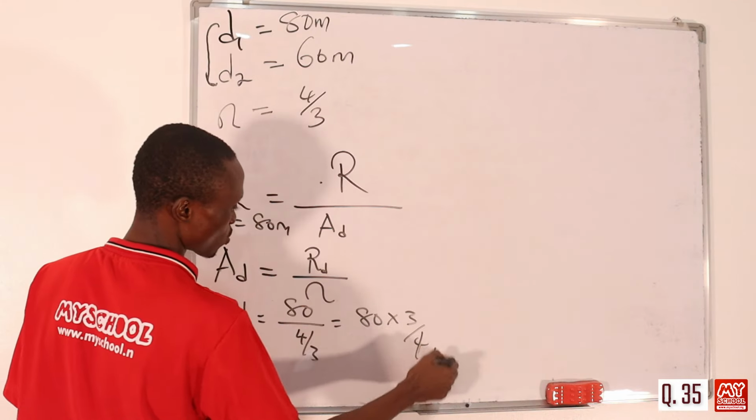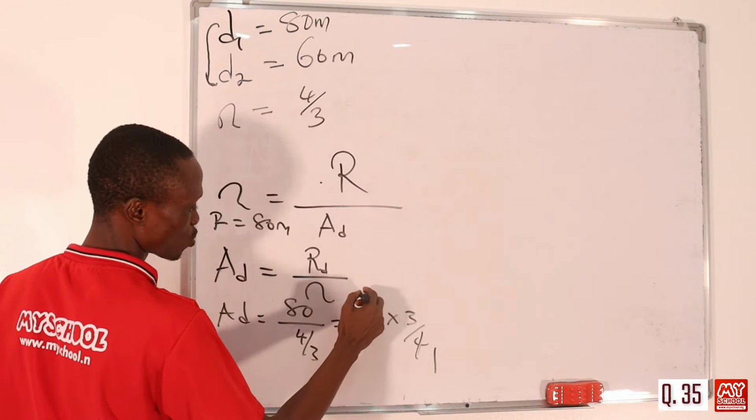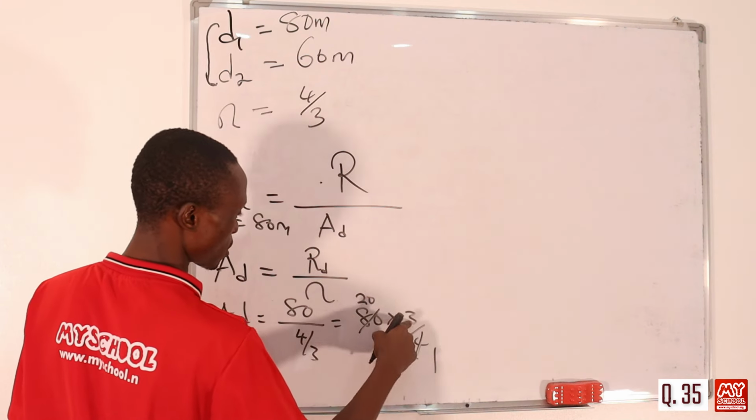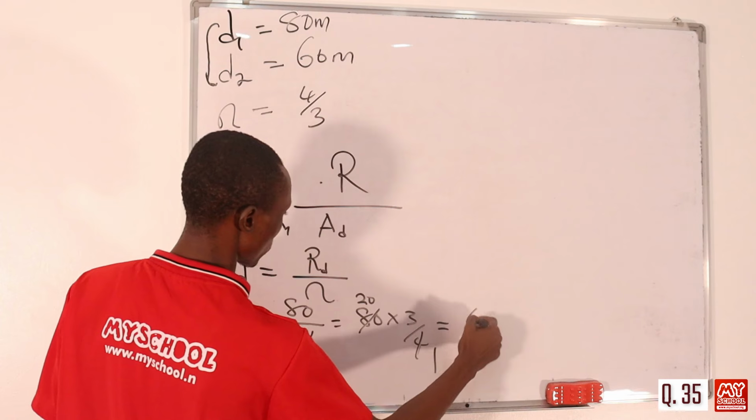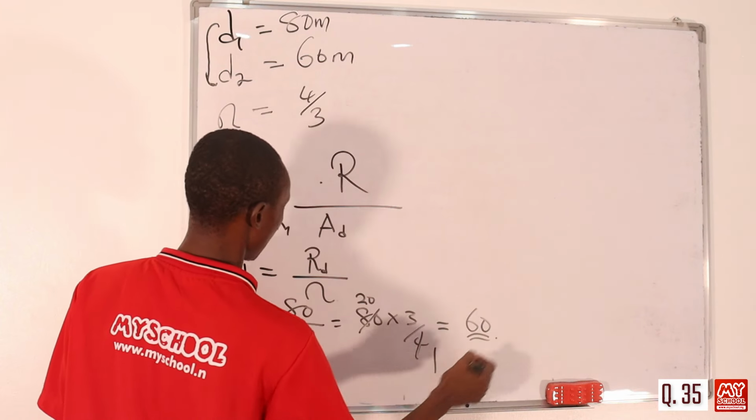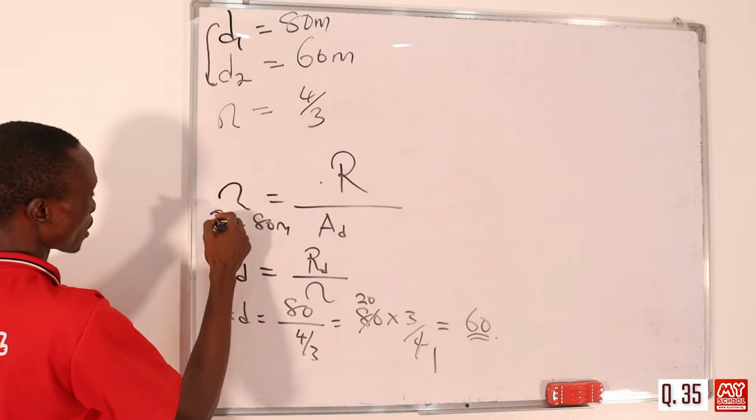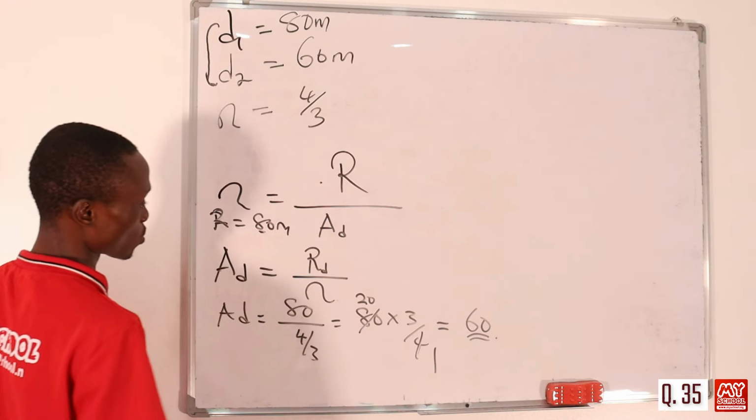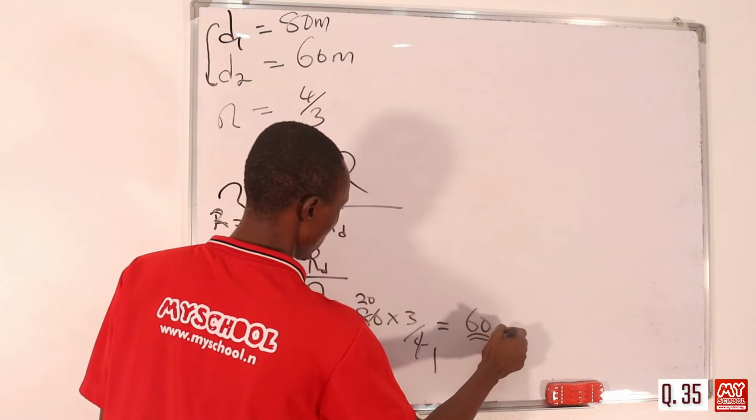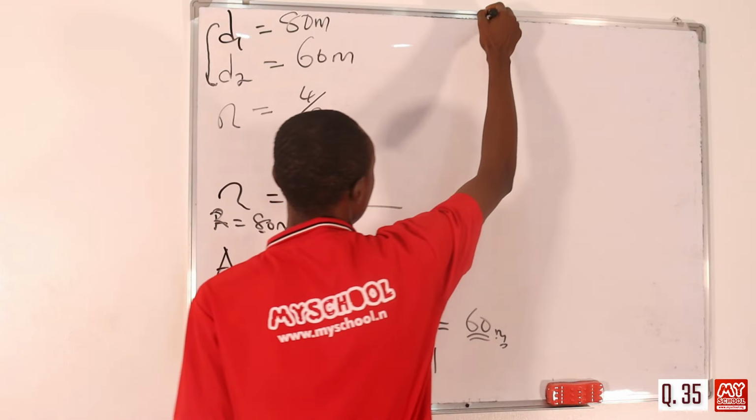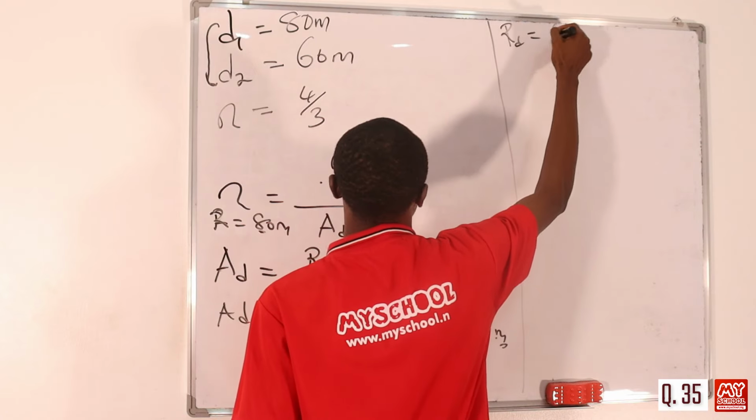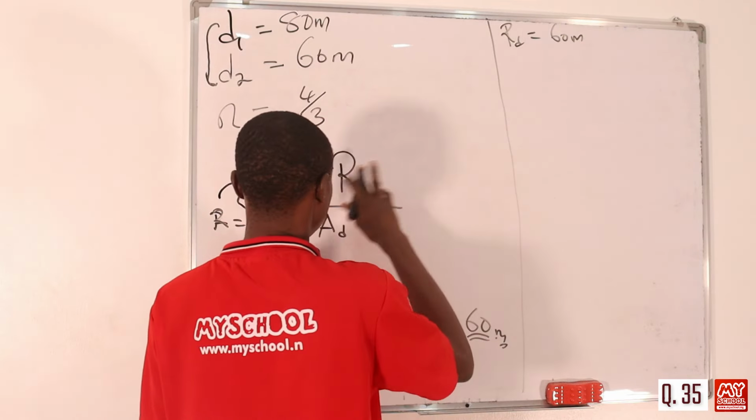So 4 here is 1, 4 here is 20. So 20 times 3 will be equal to 60. So at the real depth of 80 meters, the apparent depth is equal to 60 meters. Let's move on and calculate for when the real depth is equal to 60 meters. We are using the same formula.